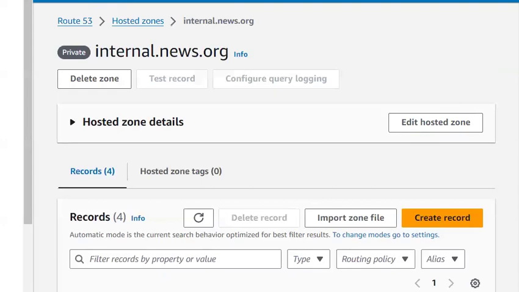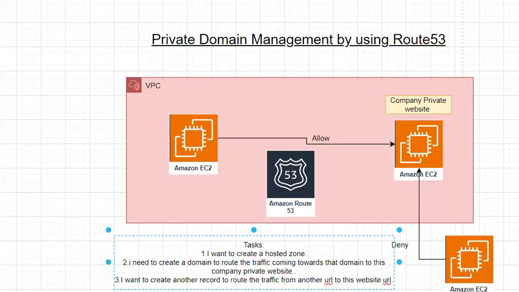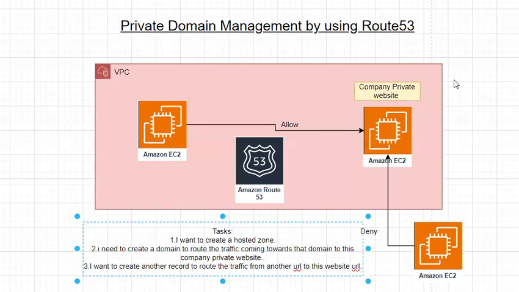Yeah. So in this way, you can create your own private hosted zone, and you can manage your company related private website requests and responses by using the Route 53 service. So in this way, you can manage private domain management, private domain name server management by using the Route 53 service in AWS. I hope this video is understandable to you.